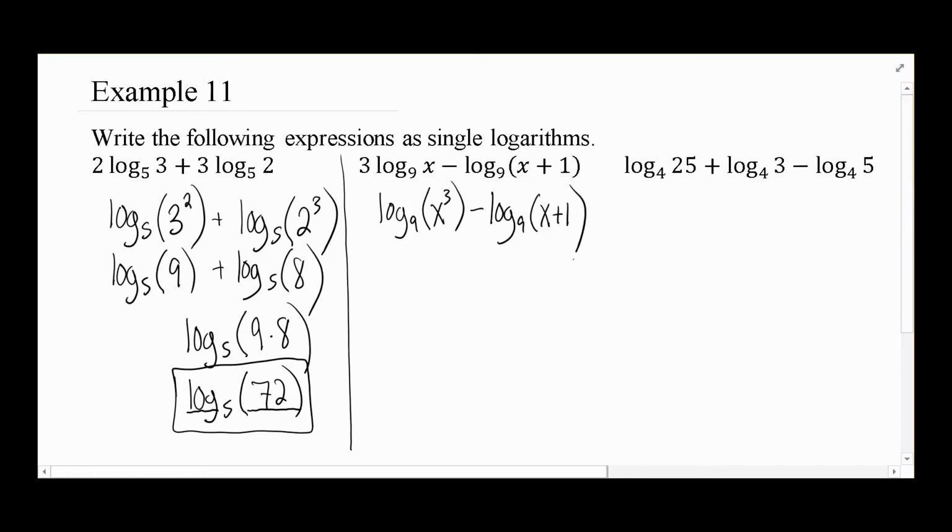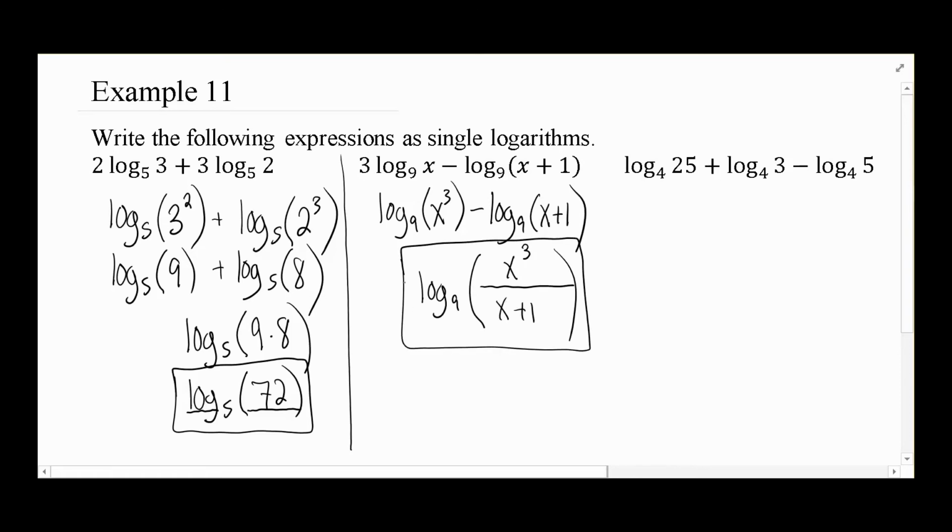Now that we're taking the difference of two logarithms, we can make a single logarithm by making this into a division problem. The x cubed goes on the top, the x plus 1 goes in the bottom. Nothing simplifies there. That's as good as we can get.